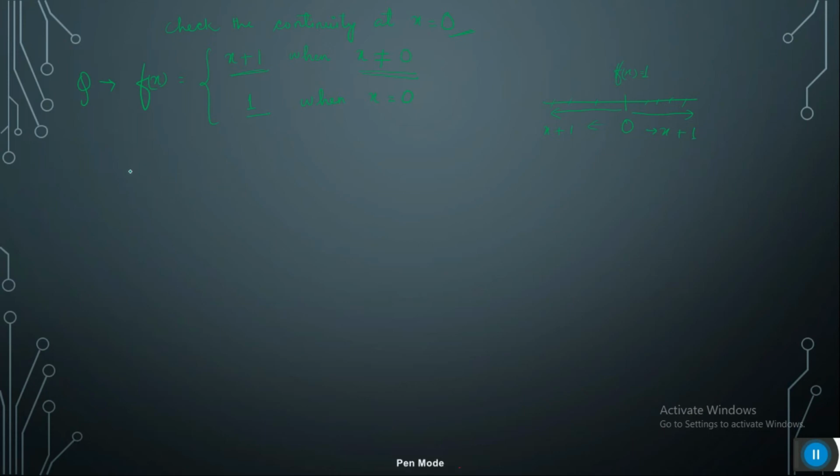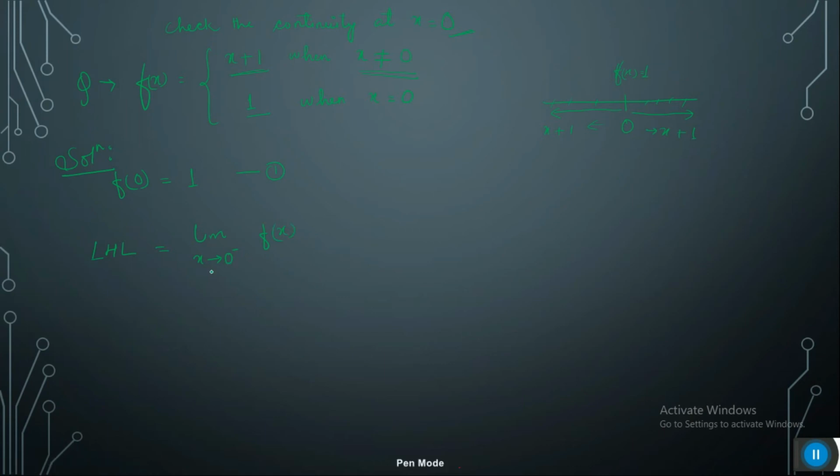So now first I need to check the function's value at a. So what is a? 0. When x equals 0, what is the function? The function is 1. So this is my first part. Now I need to check the left hand limit. How do we check the left hand limit? Limit x tending to 0 minus f of x.